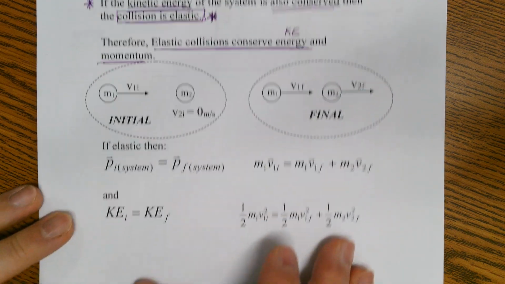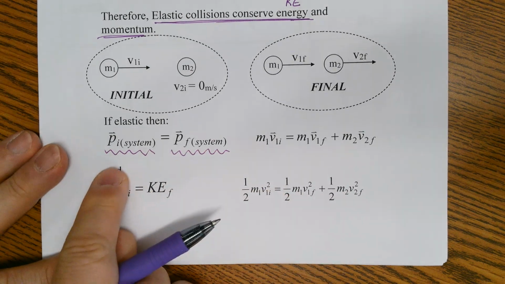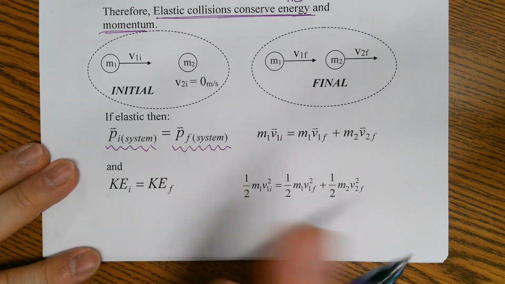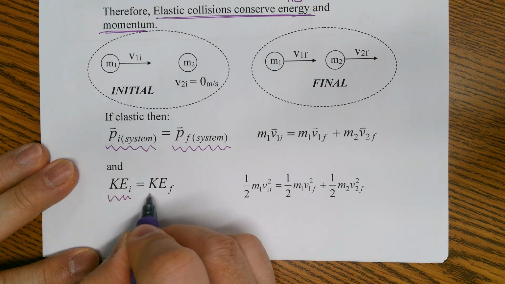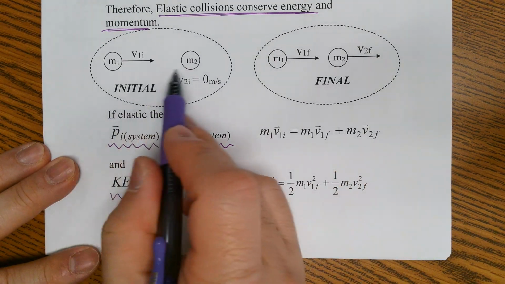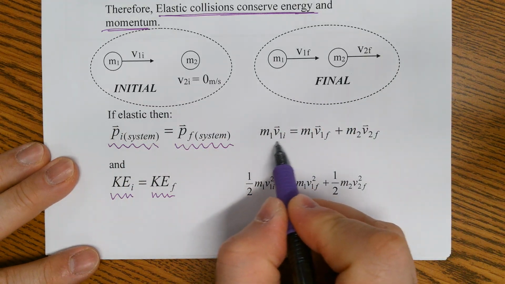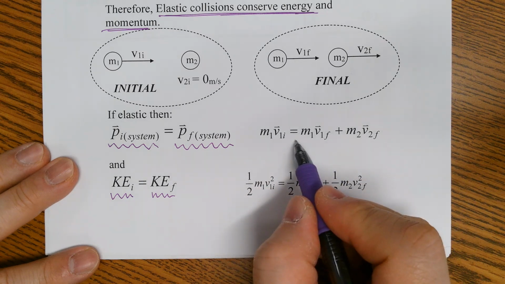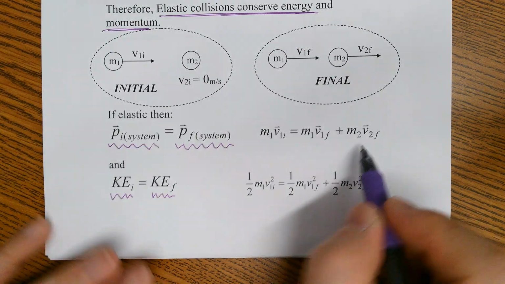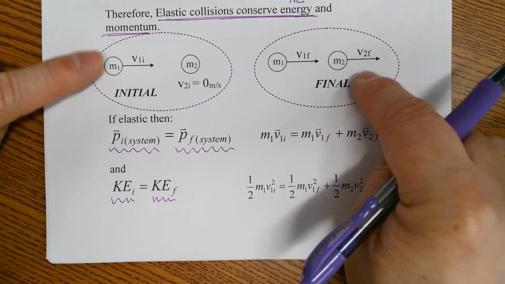Okay? So first, this has to be true. The initial total momentum must equal the final total momentum. So since these are only in the x direction, we say m1 v1 initial in the x must equal m1 v1 final plus m2 v2 final. So this is true only for this scenario.